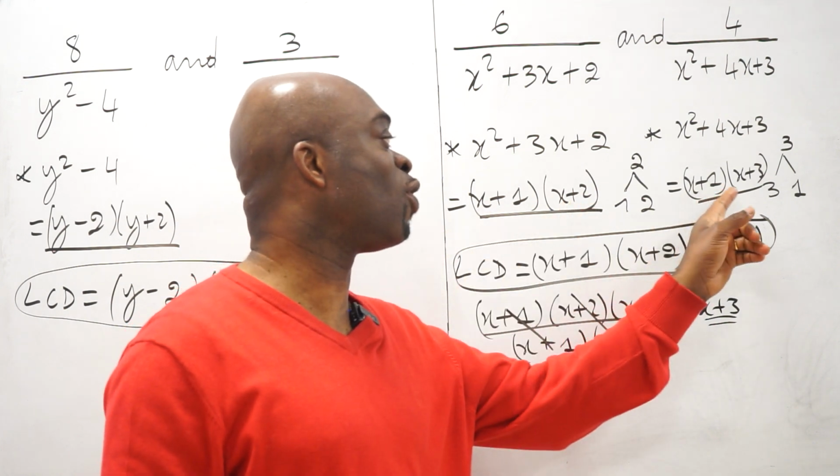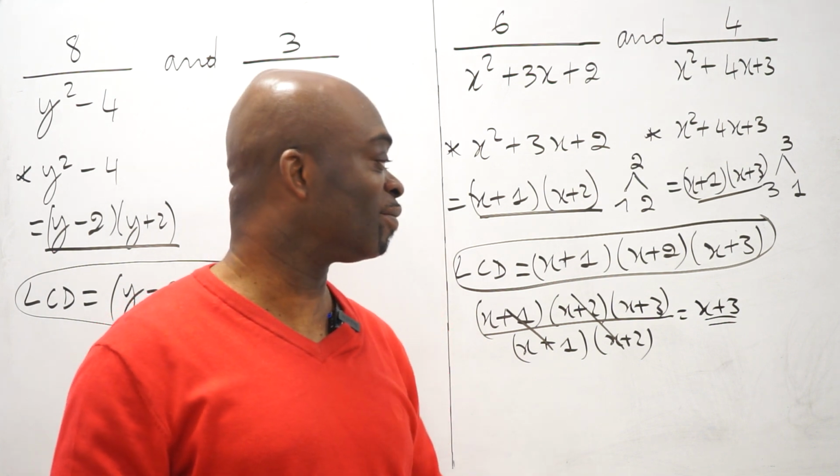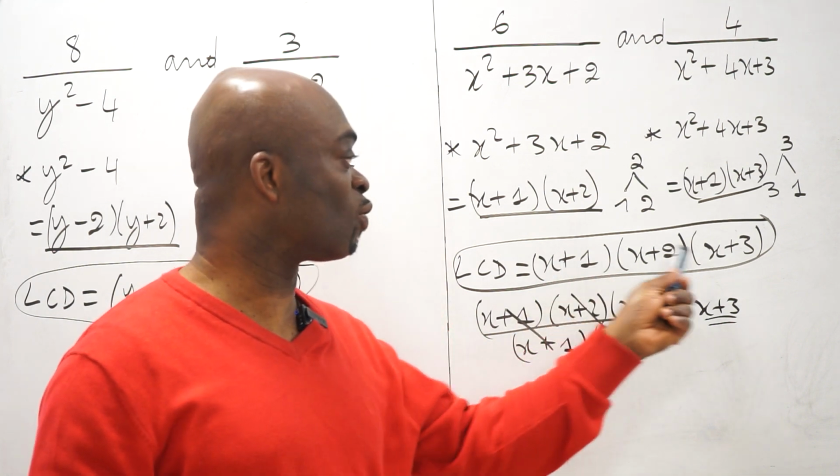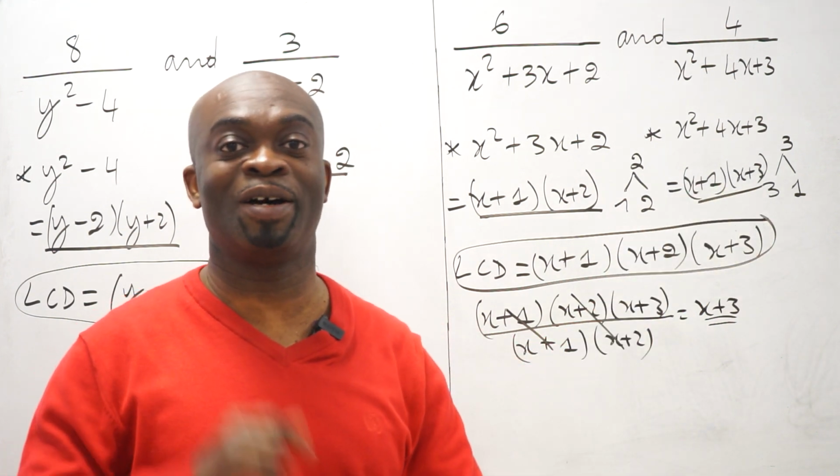You can try the second denominator and see if you get it right. That means you're dividing this by x plus 1 times x plus 3 and seeing what you get. Thank you.